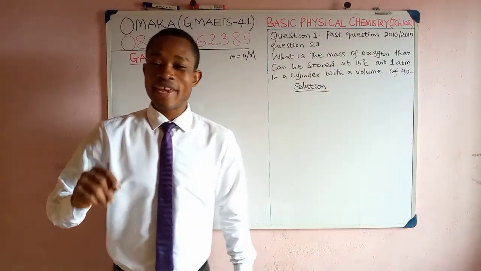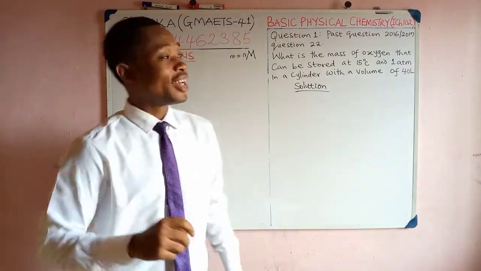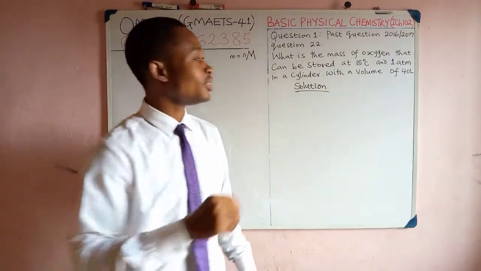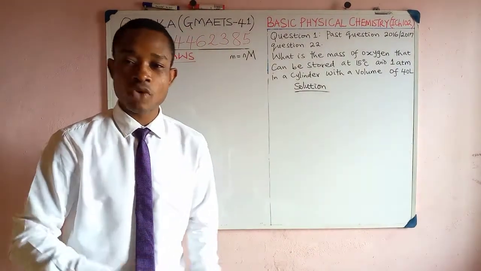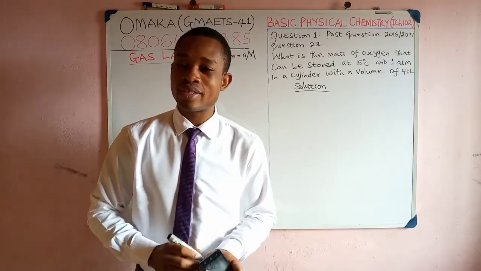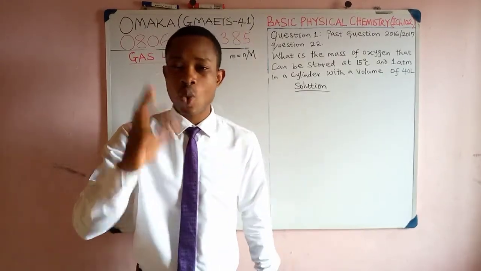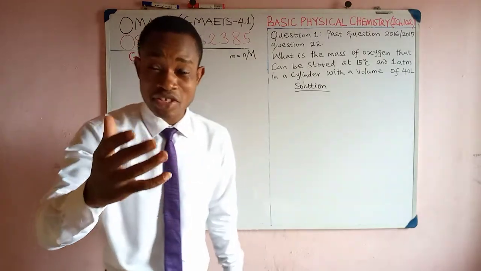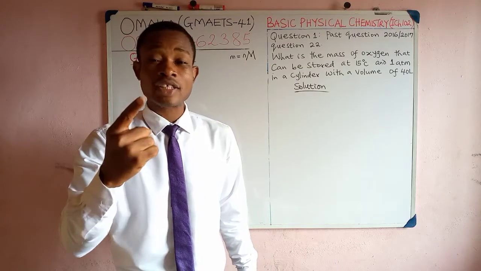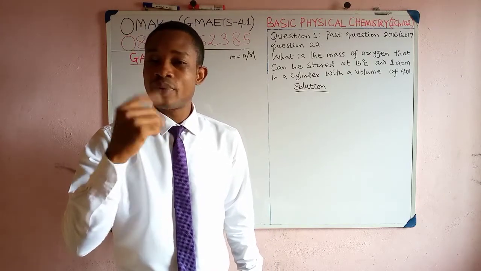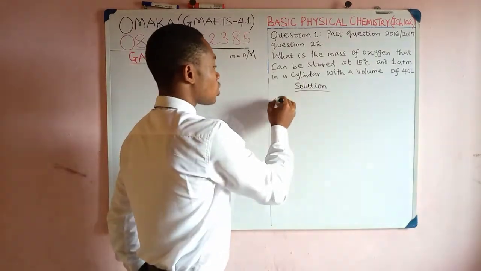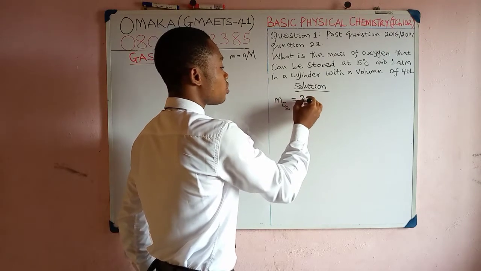Now that we have our first question on the board, the question says, what is the mass of oxygen that can be stored at 15 degrees centigrade and 1 atmosphere in a cylinder with a volume of 40 liters? Now, how do we solve this problem? Please, be it physics, be it chemistry, or even any other calculation course, when a question is given to you, as a strategy, the first thing you should do so as to quickly help you remember the formula to use is to bring out the data, what you know from the question and what you're looking for. Now, if you look at this problem, we have to calculate the mass of oxygen that will be stored under that condition.